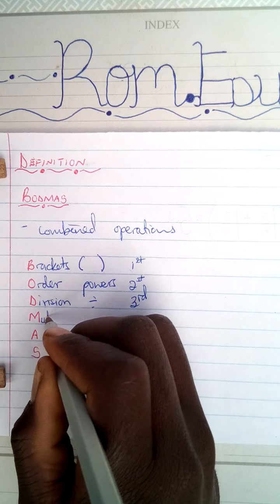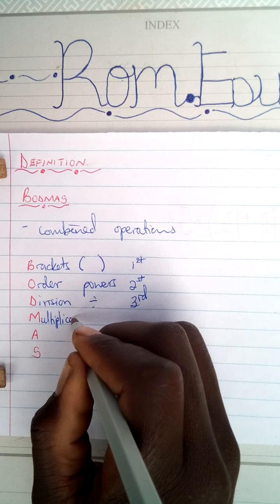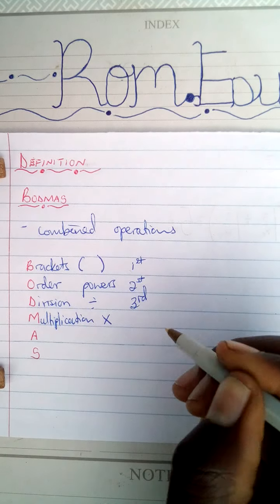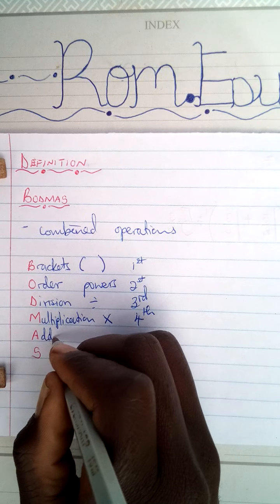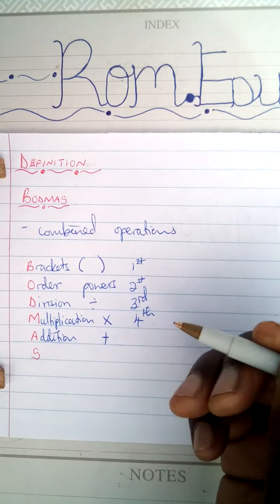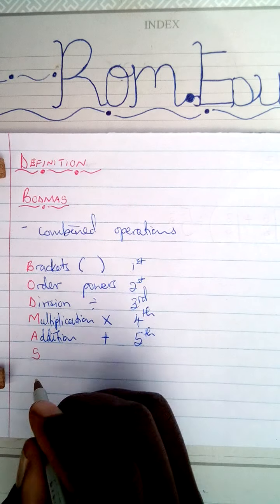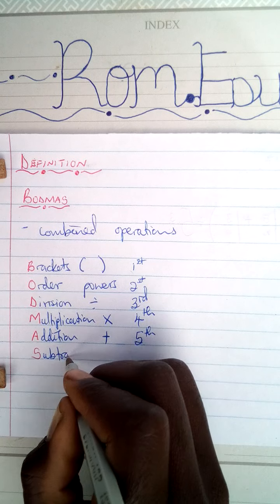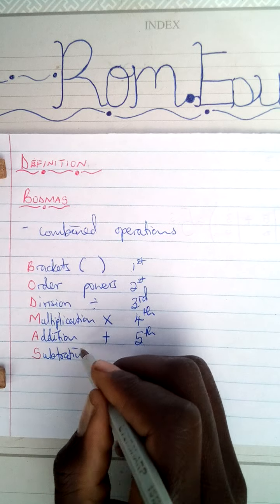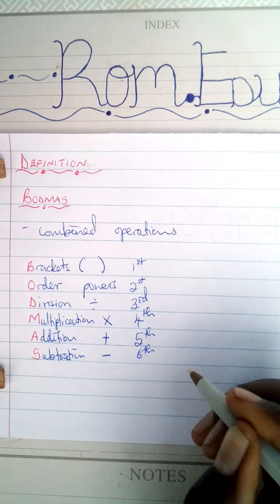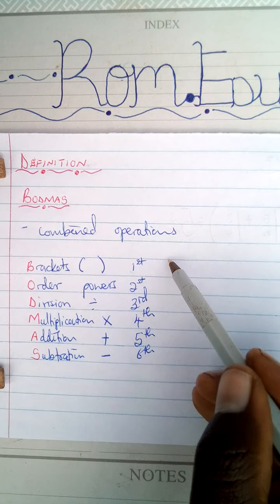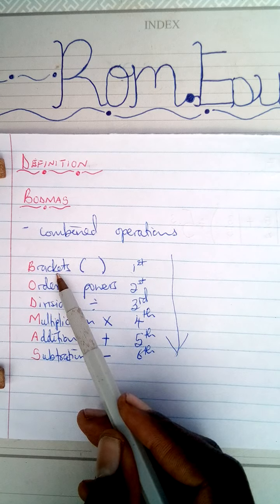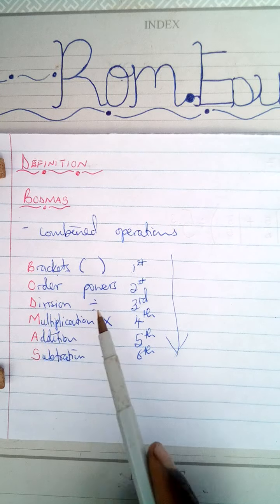I look at my next operation, which will be multiplication, right? So multiplication will be my fourth operation. Then I look at addition, where addition is going to be the fifth operation, and lastly but not least, subtraction, right? This will be the sixth operation. So whenever given a problem with more than two operations, you simplify those operations in this order. First, look at brackets. If there are no brackets, you look at order of powers.